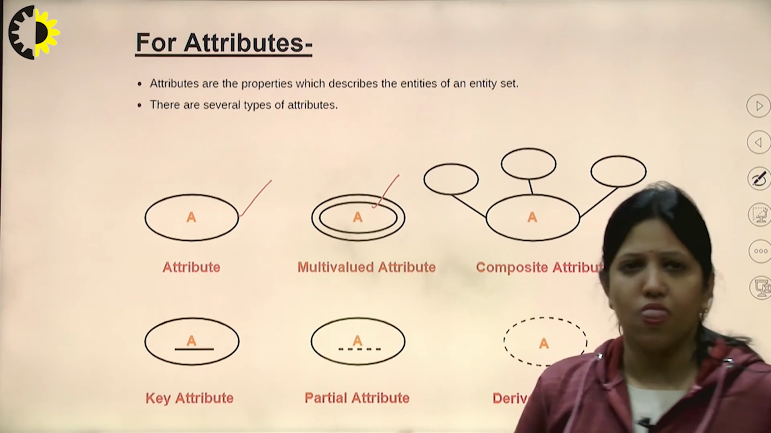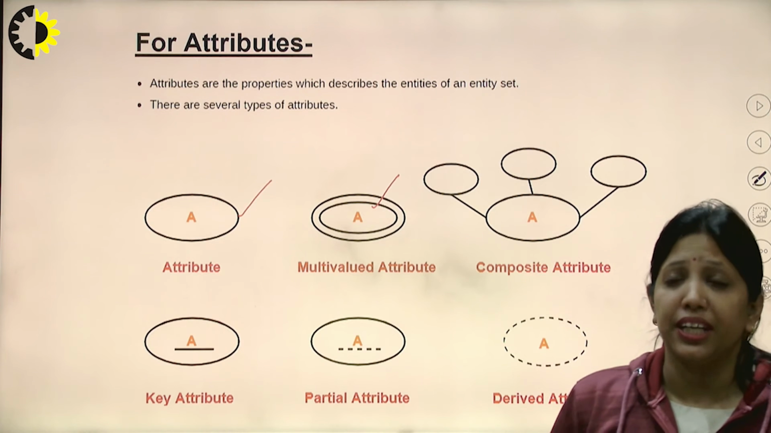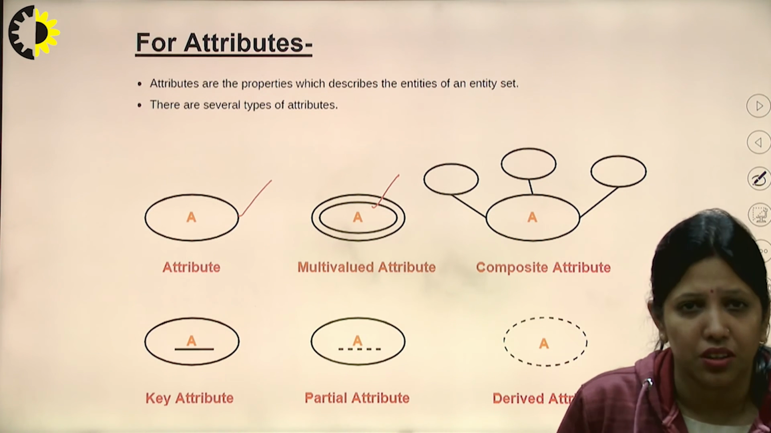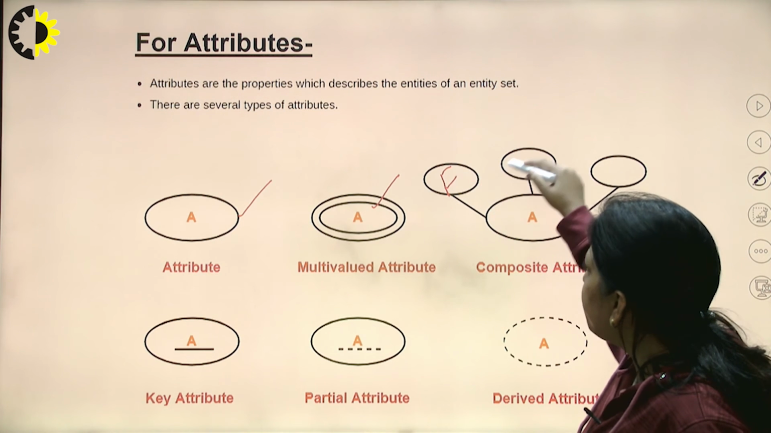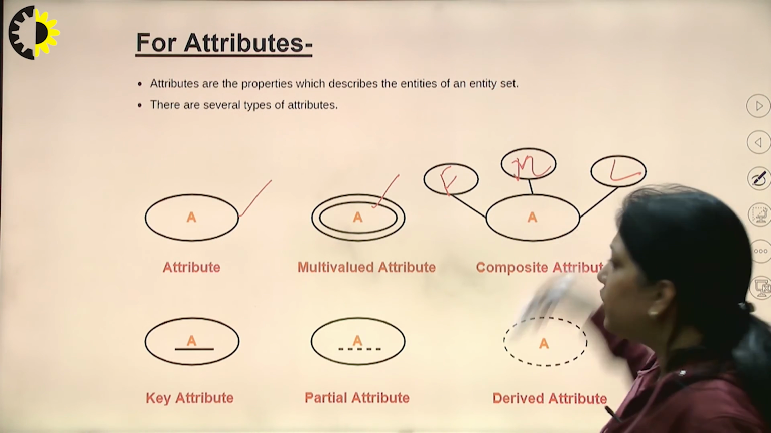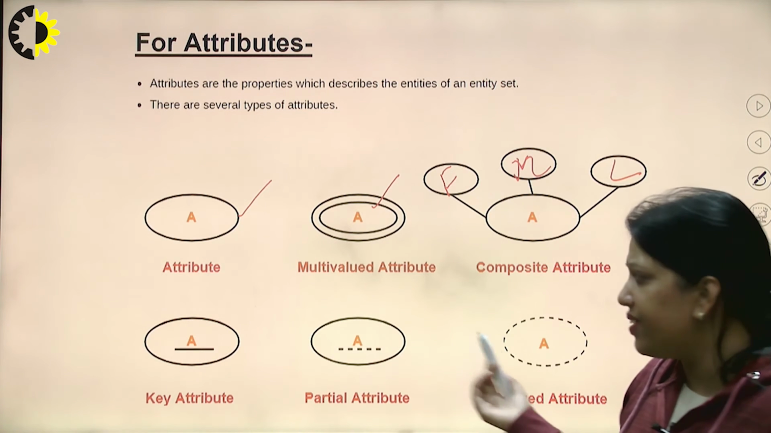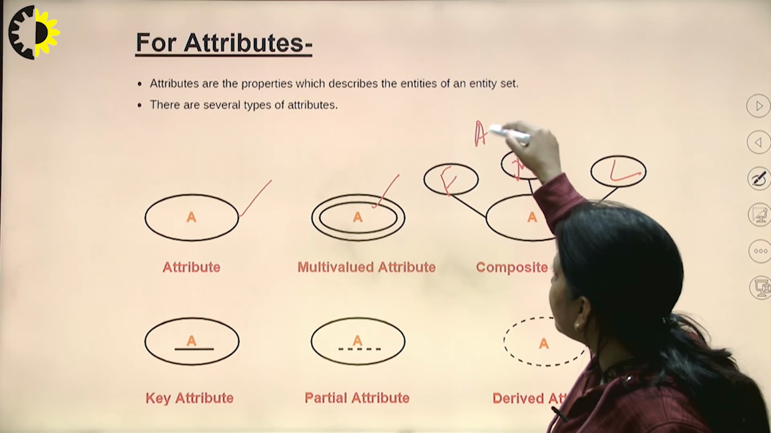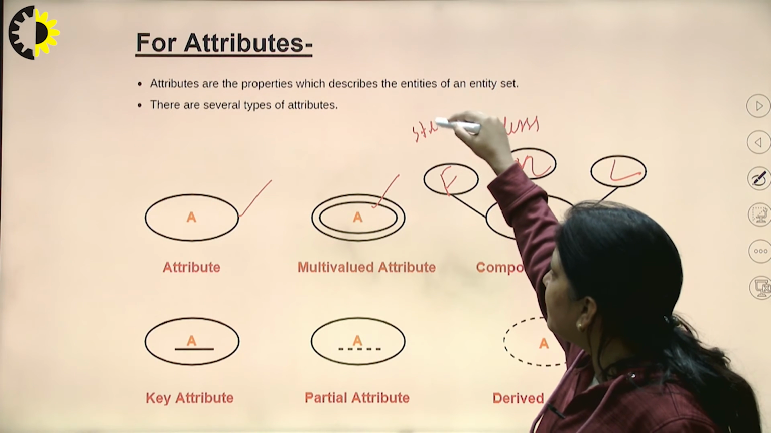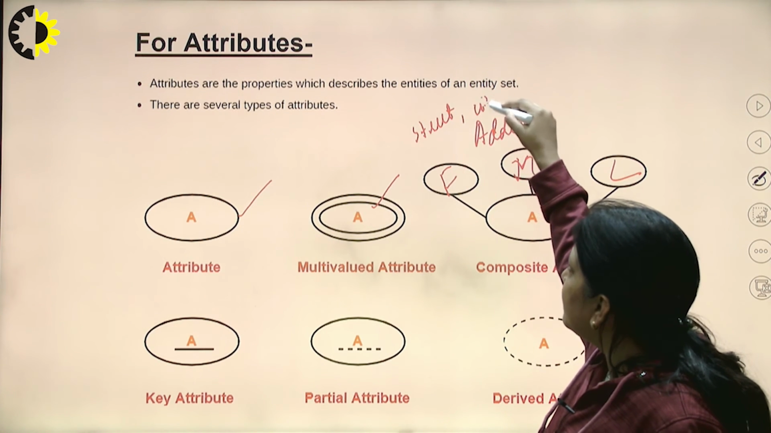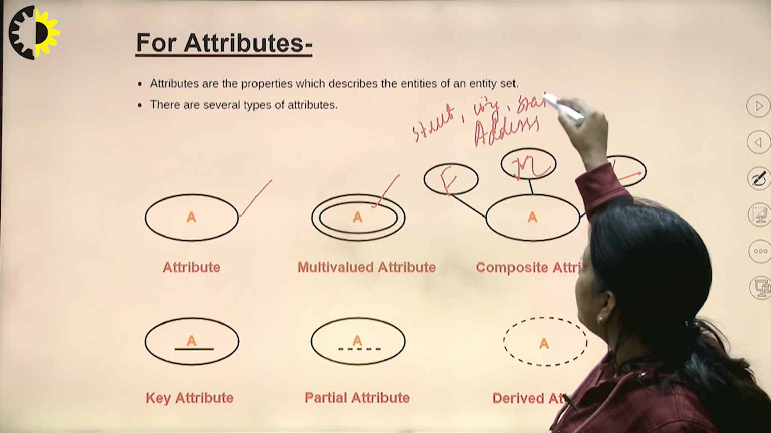Third is the composite attribute, which can be divided into a number of attributes. For example, name. The name of a person is divided into first name, middle name, and last name. So this is a composite attribute. Another example of a composite attribute is address. Address is divided into street, city, state, and country.